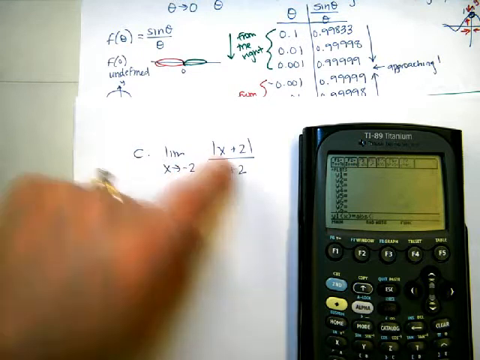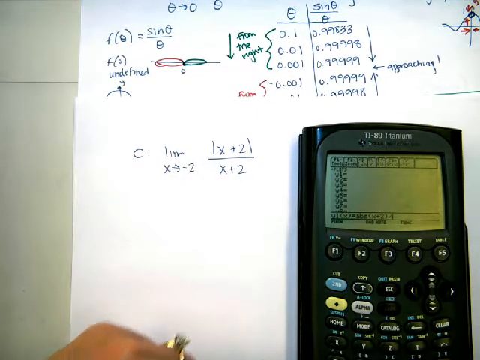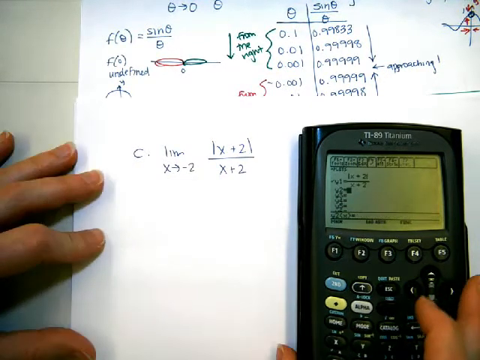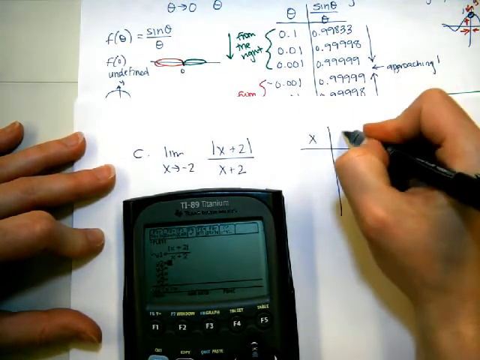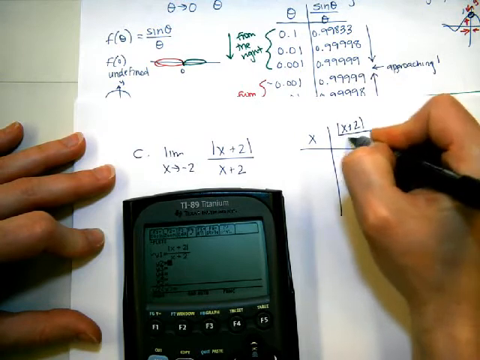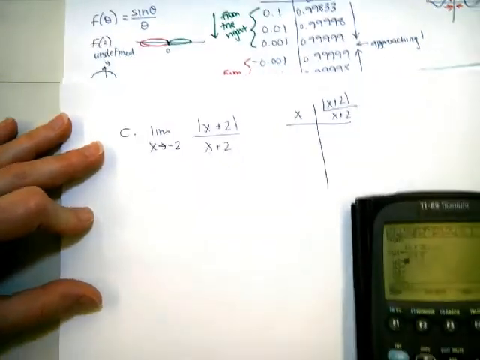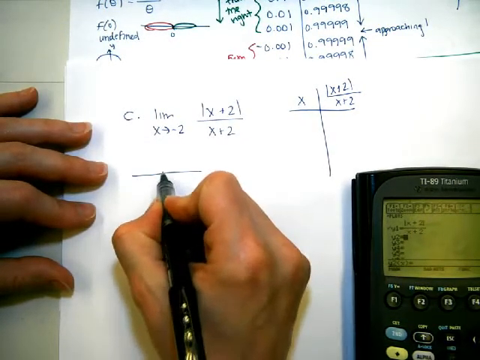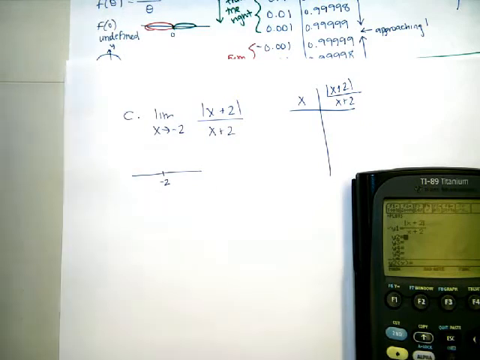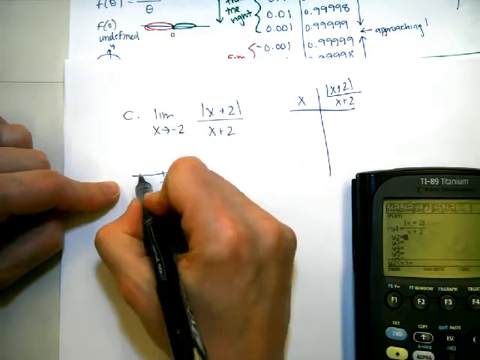Okay, so we want the absolute value of x plus 2 divided by parentheses x plus 2. So we're going to make a table: x, absolute value x plus 2 over x plus 2. So we want to plug in numbers that are close to -2. We're going to want to approach from both sides. If you aren't quite sure how to begin, a number line can be helpful. So this is -1, this is -3.